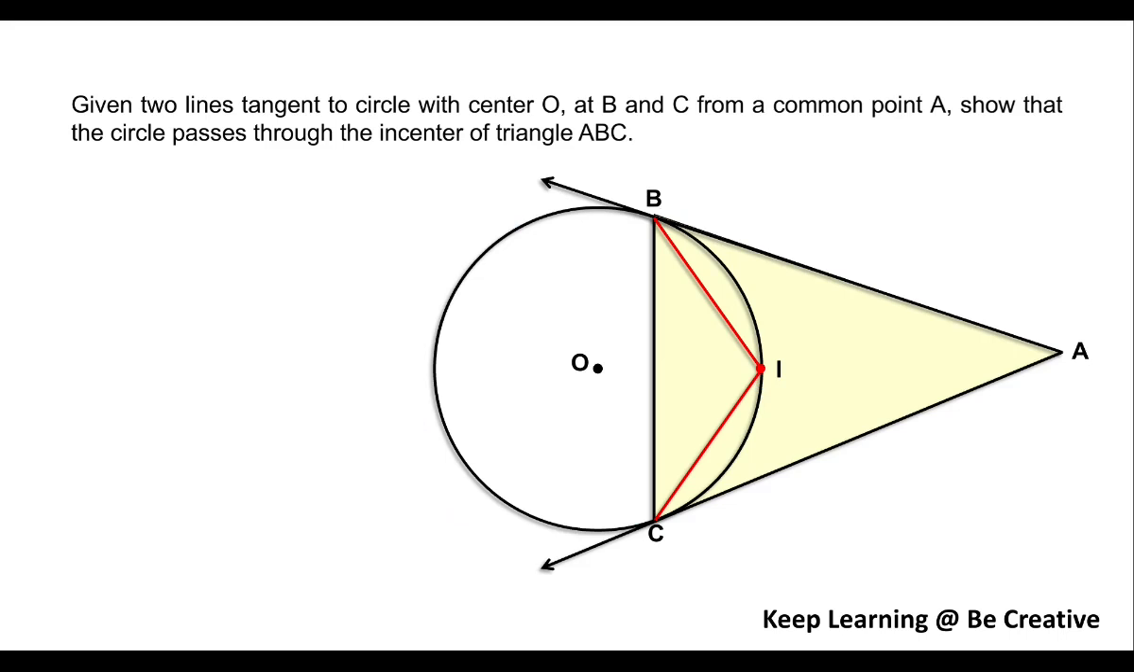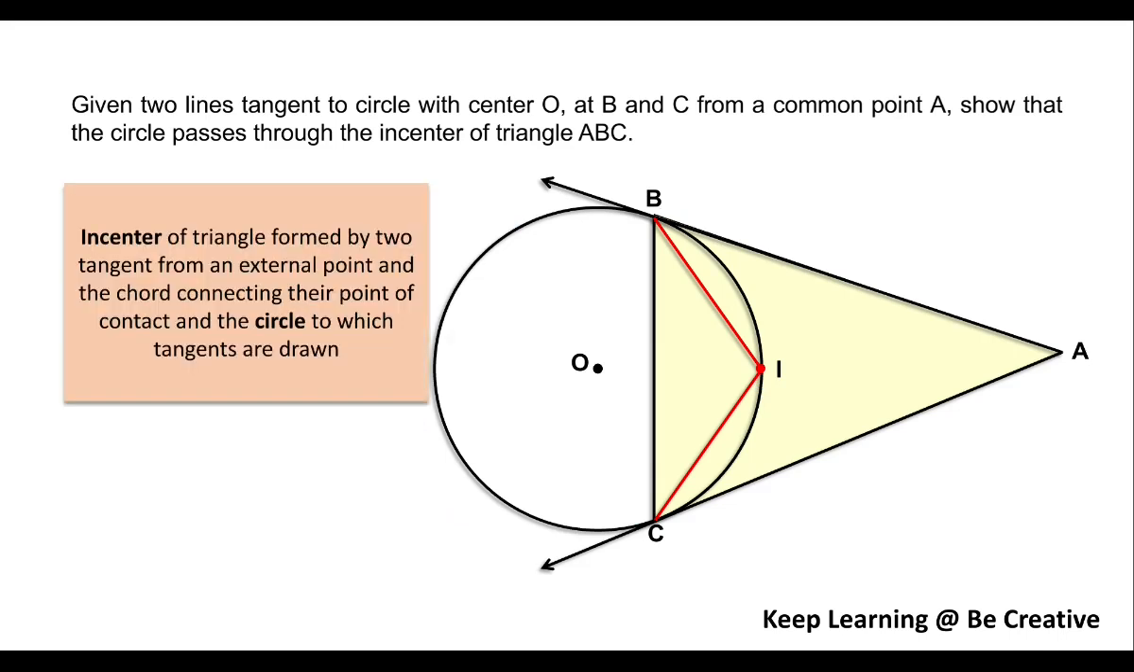And this theorem says that this incenter will be lying on this circle only. The concept behind this theorem is that it relates the incenter of the triangle formed by the two tangents from the external point and the chord connecting their points of contact, and the circle to which the tangents are drawn. So they are relating to each other. If you remember this relationship, it will be helpful in solving certain problems.